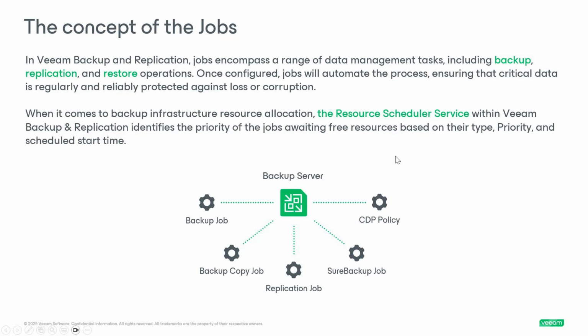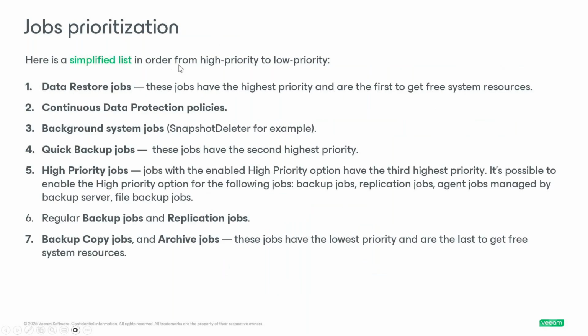We have a resource scheduler that identifies the priority of those jobs and allocates free resources based on those priorities. This is the list of the jobs, in order of priority. First, we have the data restore jobs. Those are the highest priority and are the first ones to get free system resources. Then continuous data protection policies, which are part of our replication jobs. Then background system jobs such as the snapshot deleter.